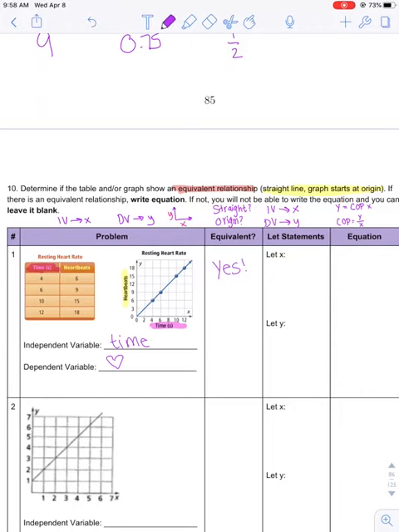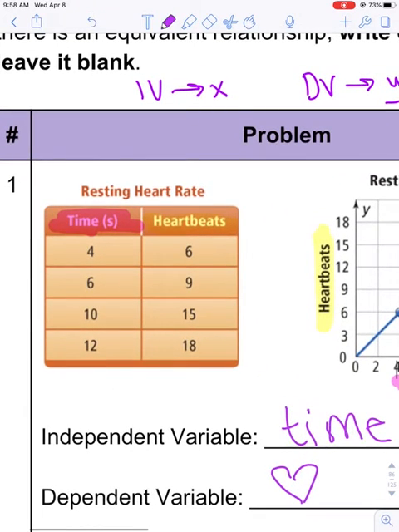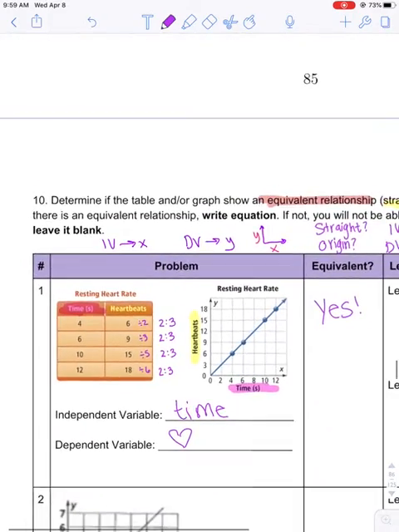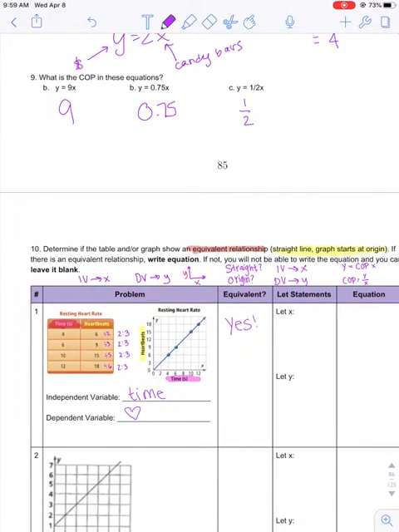If you didn't have the graph and you only had the table and you couldn't check if it was a straight line and started at the origin, what you would do is reduce all of these ratios to see if they're equivalent. So 4 and 6, if I divide them by 2, that's a 2 to 3 relationship. 6 and 9, I could divide them both by 3, and it's also 2 to 3. 10 and 15, I could divide them both by 5, also 2 to 3. 12 and 18, I could divide them both by 6, also 2 and 3. So that's another way you could see that it's equivalent. So it's equivalent for both of those reasons.